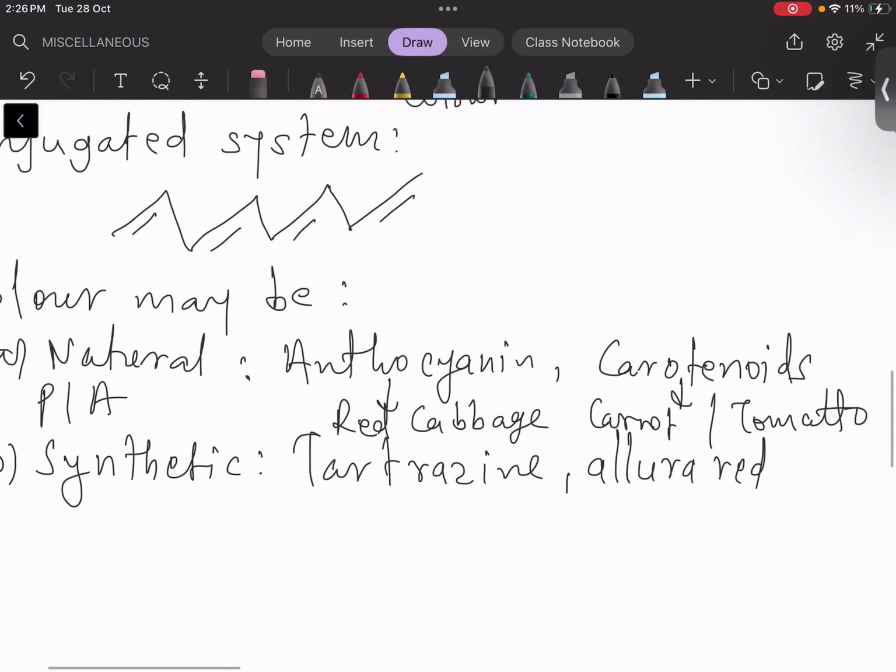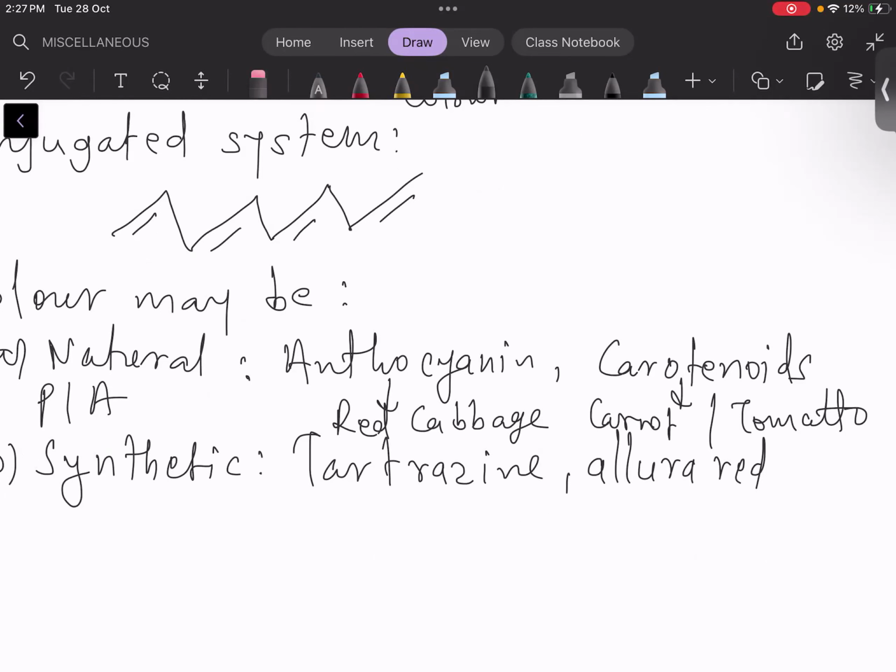Then synthetic colors are the colors which are man-made, synthesized in the laboratory. Best examples are tartrazine, which is yellow, allura red, and brilliant blue. What are the advantages? They are cheaper, more stable, of more intensity, and can be blended to create a wider range of hues compared to natural colors.